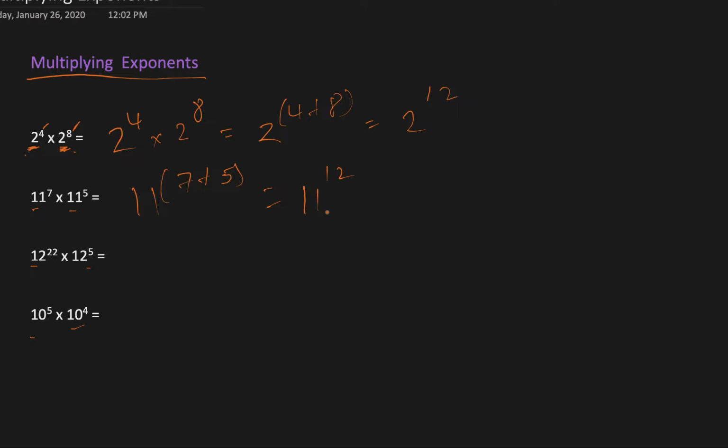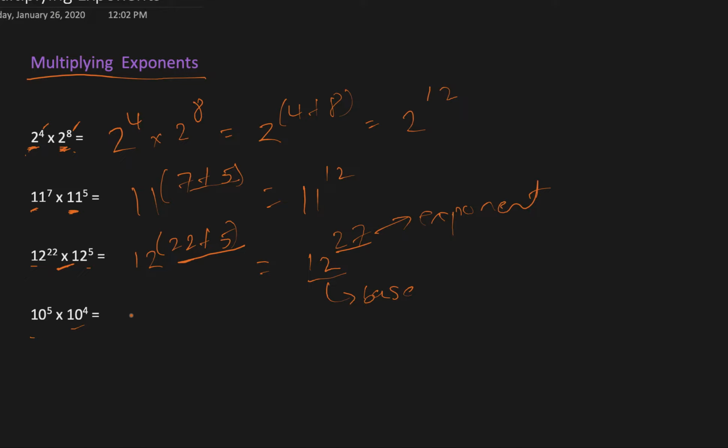So again, we just have to remember the base needs to be the same, and when we're multiplying, we just add the exponents. Using another example, base is 12, and then we'll just add the exponents, which is 22 plus 5, which is 12 to the power of 27. So this is our base, and this is our exponent. And remember, whenever there is multiplication, we just add the exponents.